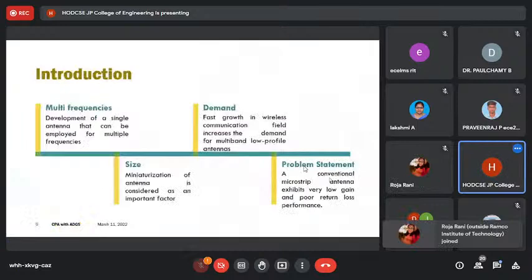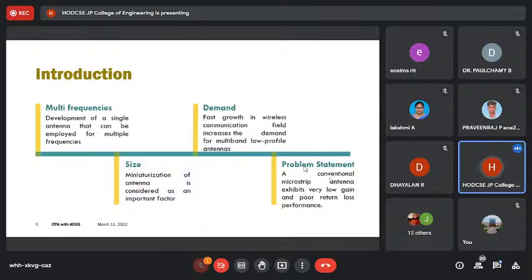Next, the introduction part. In modern days, researchers pay more attention to the development of a single antenna that can be employed for multiple frequencies. Miniaturization of the antenna is considered an important factor. Fast growth in the wireless communication field increases the demand for multi-band low-profile antennas. Compact devices are a prerequisite for modern electronic devices and the communication sector especially. Hence, the necessity of a small, compact, multi-band antenna for wireless communication is greater than ever before.